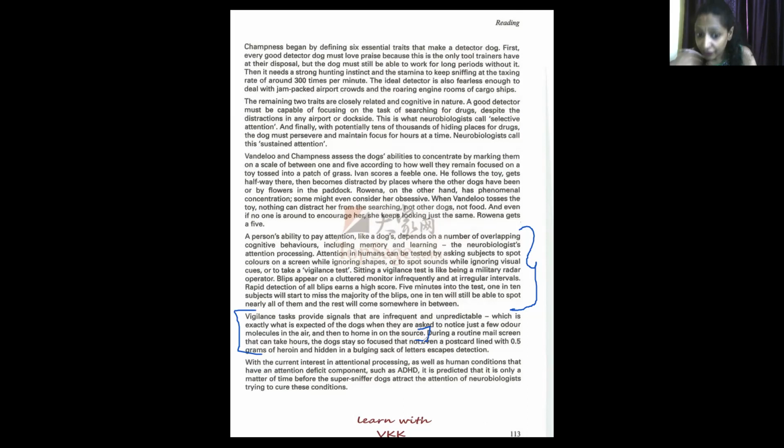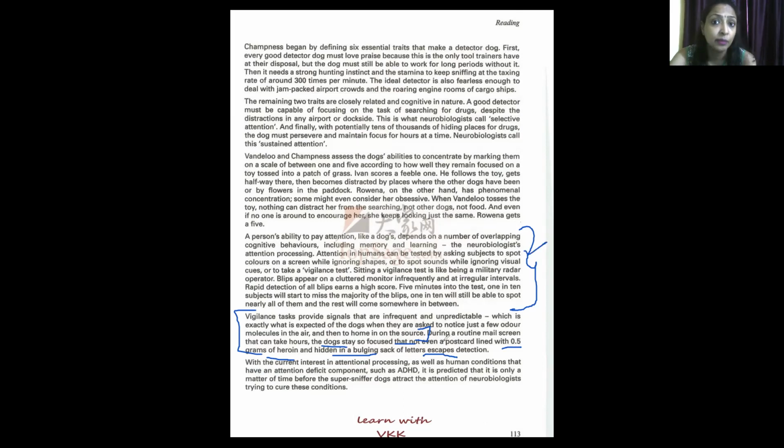Even if you read further, you get something which is talking about question number 4. It says, the dogs stay so focused that not even a postcard with 0.5 grams of heroin hidden in a bulging sack escapes detection. So we did read a question where it said that if you conceal the drugs well, the best dogs will miss them. And much before that, we had a question which talked about whether some will miss the blips during the vigilance test, which we read in this particular paragraph. We read it here.